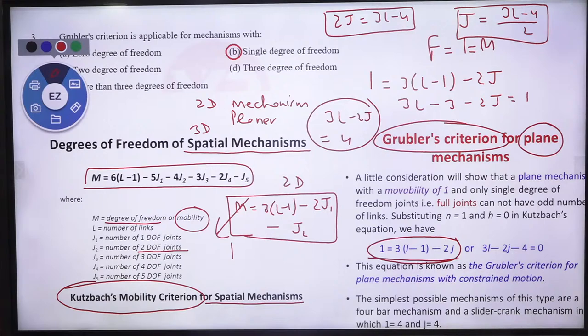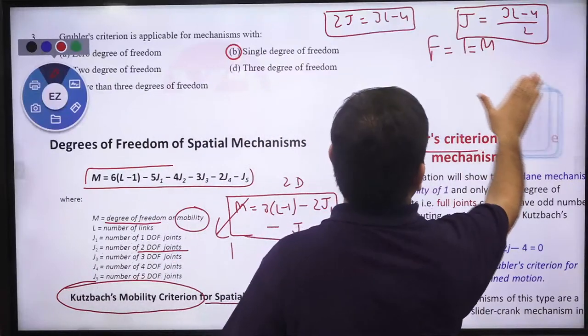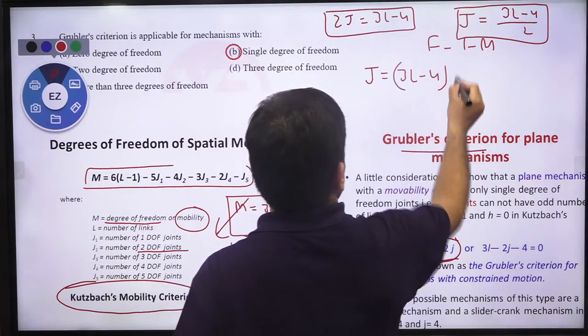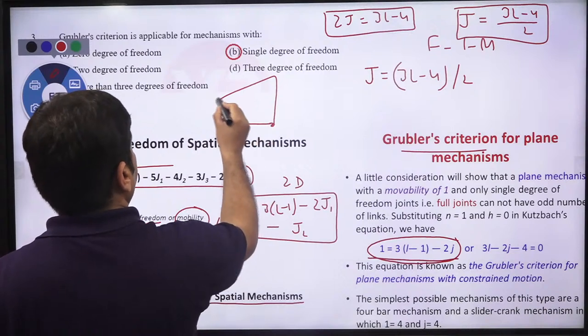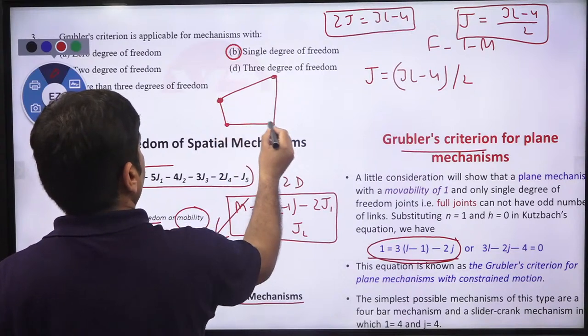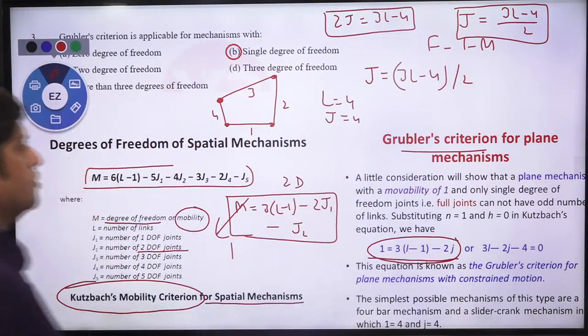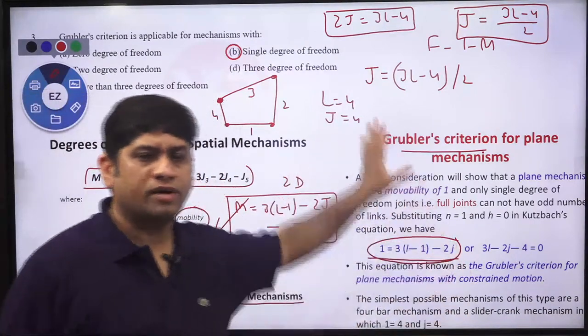So now use this particular formula for your four bar mechanism. Let's see whether we get this equation. So J is equal to (3L minus 4) by 2. If I give you a four bar mechanism, how many pairs and how many links do you have? 1, 2, 3, 4. So L is equal to 4, J is also equal to 4. For single degree of freedom, are we getting this equation or not? So J is 4, just put L is equal to 4. 12 minus 4 is 8, 8 by 2. So for the four bar mechanism, this is satisfied.